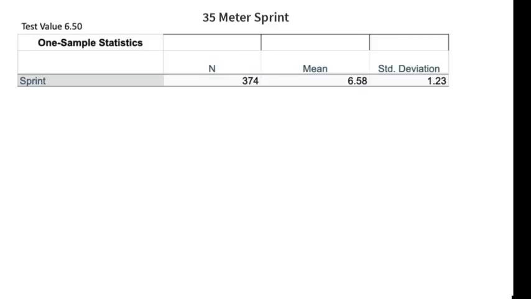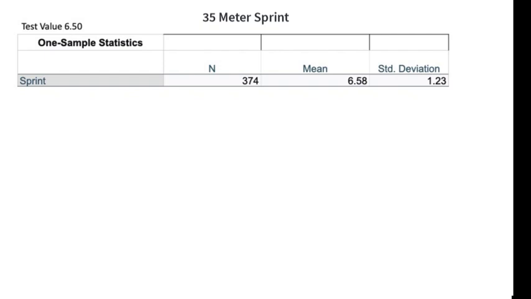So this is the first box you're going to see, and this test is run on a 35-meter sprint. Okay, you don't know male or female because that's not what we're running here. We're looking at the group of 374 people running a 35-meter sprint. It's a one sample t-test, so we're running one sample against a test value to see if the mean being reported is above or below the test value that the researcher has chosen. In this case, as the researcher, I chose 6.50. I made a guess and I left it at that.